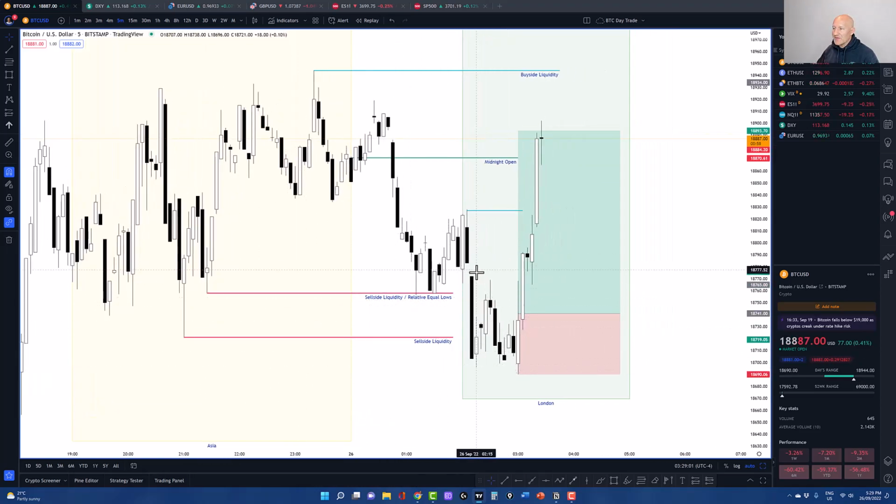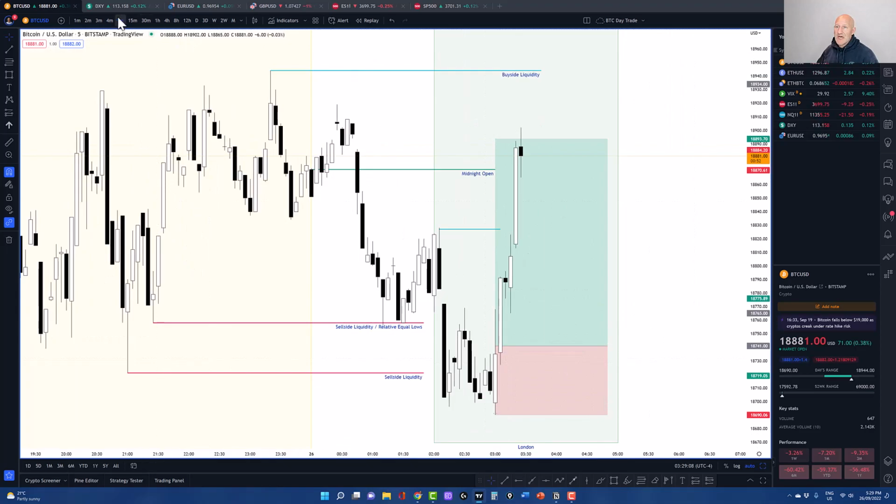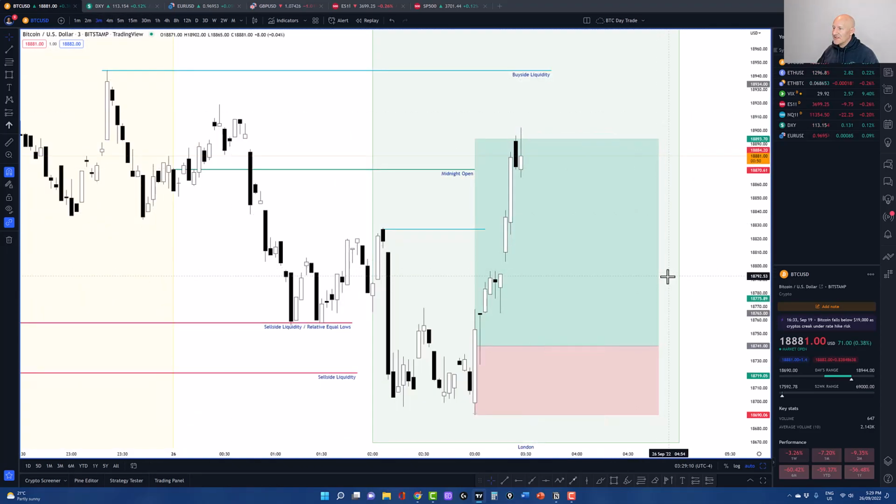You can see once we've done that, we've started to consolidate. Once we get into this consolidation pattern, that's our signal to start to zoom in and see if we can find setups. Now, I couldn't find one.